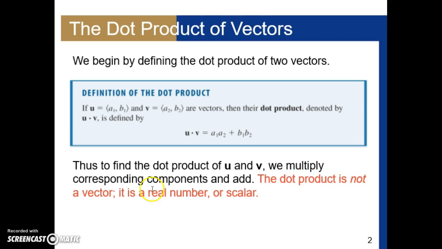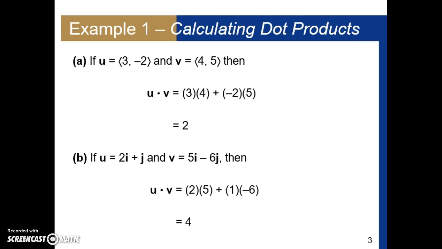Note that the dot product is not another vector. It is a real number. You're going to have a real number here plus a real number here. So the dot product is a scalar. It is not another vector.